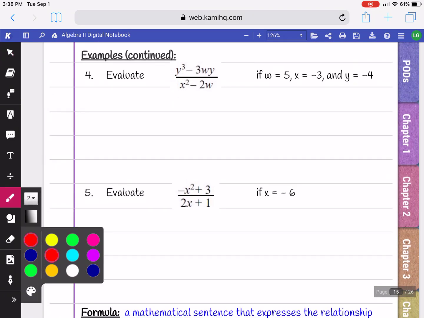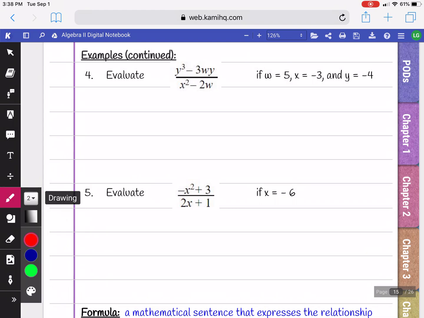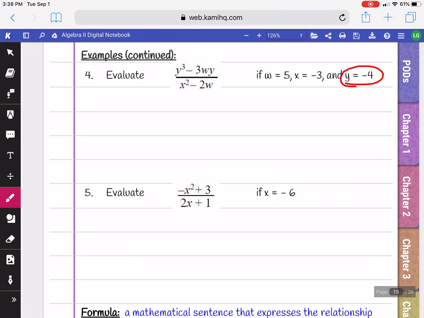Let's continue with some examples that have fractions. So anytime you have a fraction, that just means you're going to divide in the end. So let's go ahead and plug in negative 4 for y. Again, you use parentheses to be safe. So this is negative 4 in parentheses cubed minus 3.